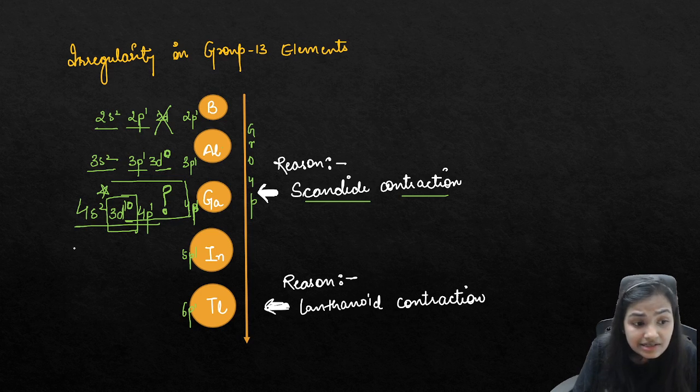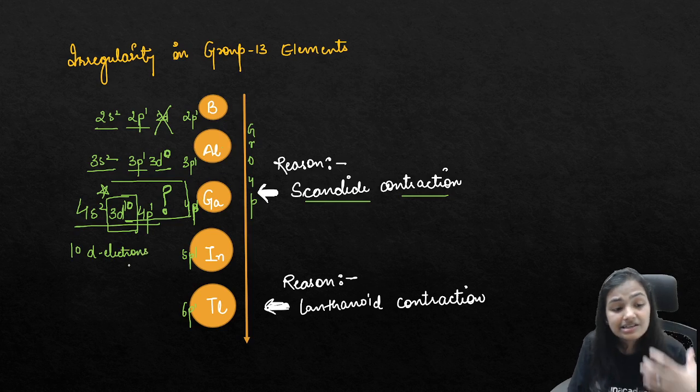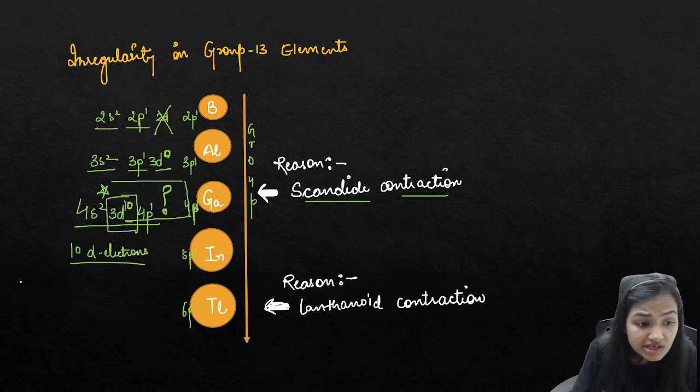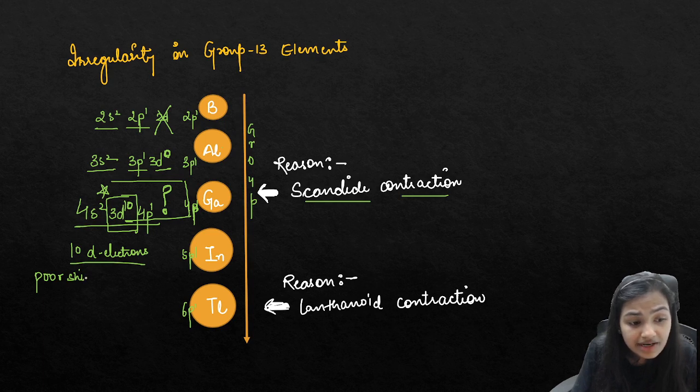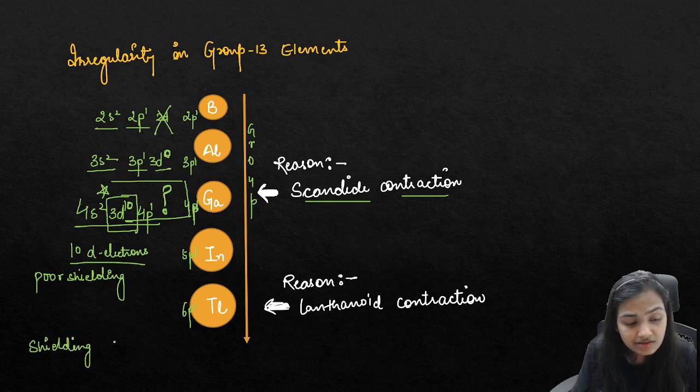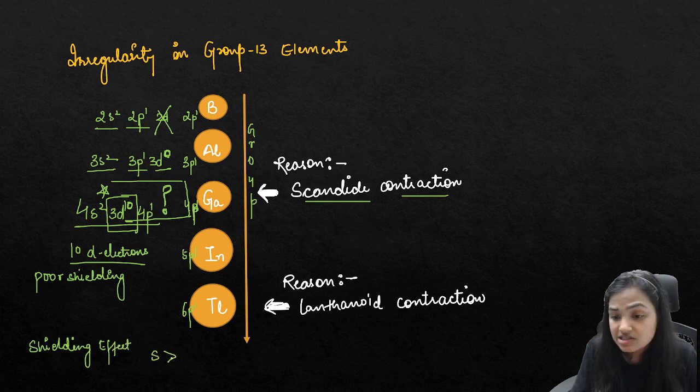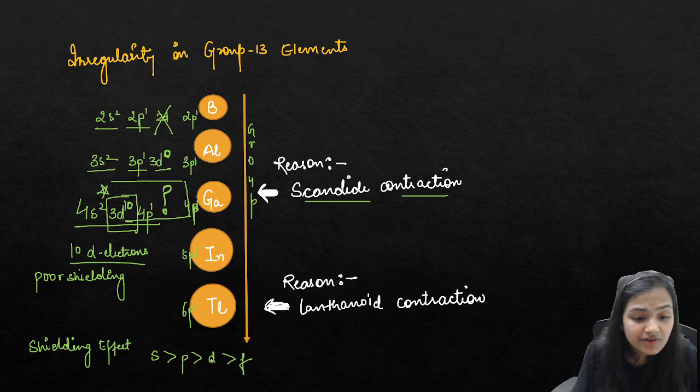These 10 d electrons are basically poorly shielding. They are causing a poor shielding. There is a poor shielding caused by 10 d electrons. If you look at the shielding effect, I have also discussed this topic in another session. You must know that the s orbital shields very strongly, then the p orbital, then the d orbital, then the f orbital. So here we have a d orbital, and in the d orbital we have 10 d electrons.